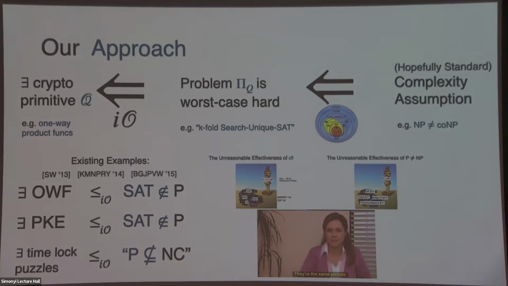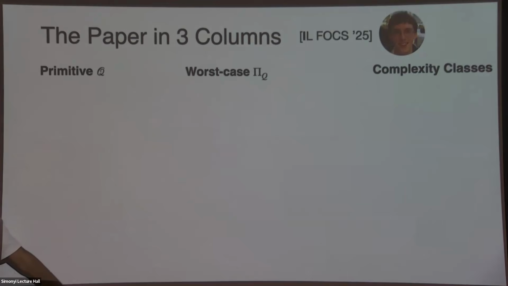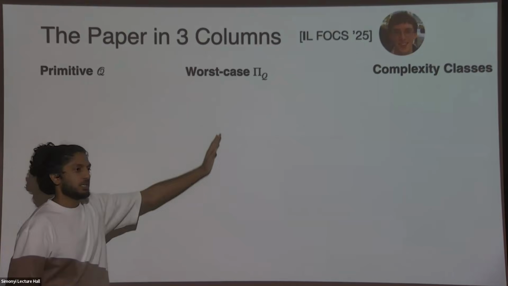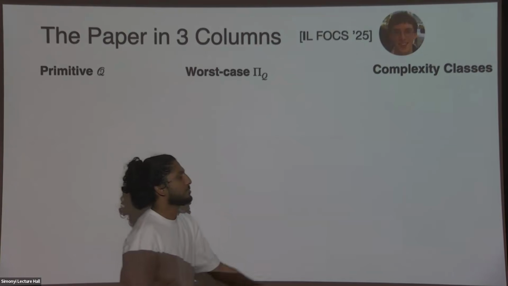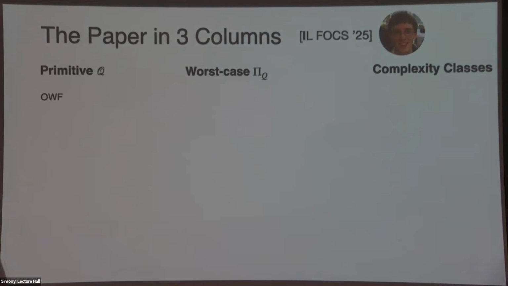All right, so now let me tell you about the paper in 3 columns. Famous 3 columns. What I'm going to do is put a crypto primitive Q here. Some of them you might not know, I'll just flash it up there, but if you know them, great. Then I'm going to tell you what the corresponding worst case pi sub Q is, and what we know about its related complexity class. So the first one: one-way functions.